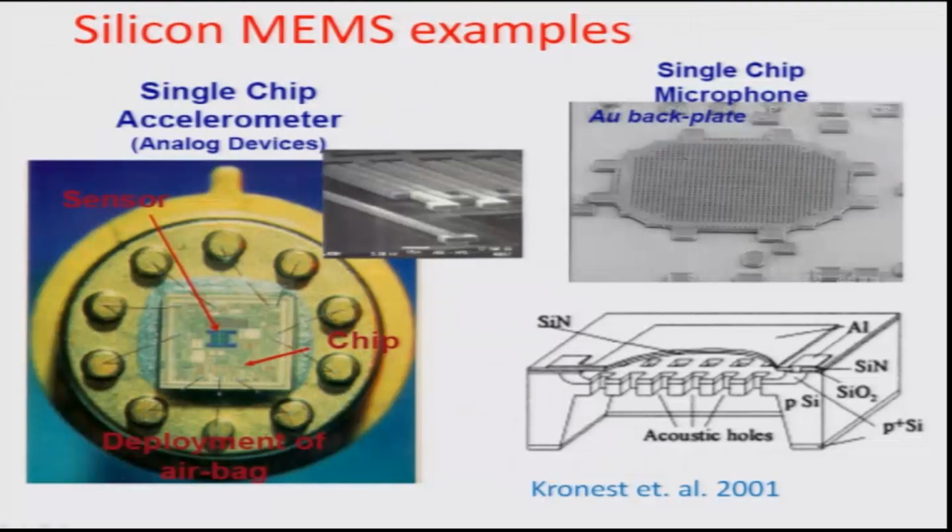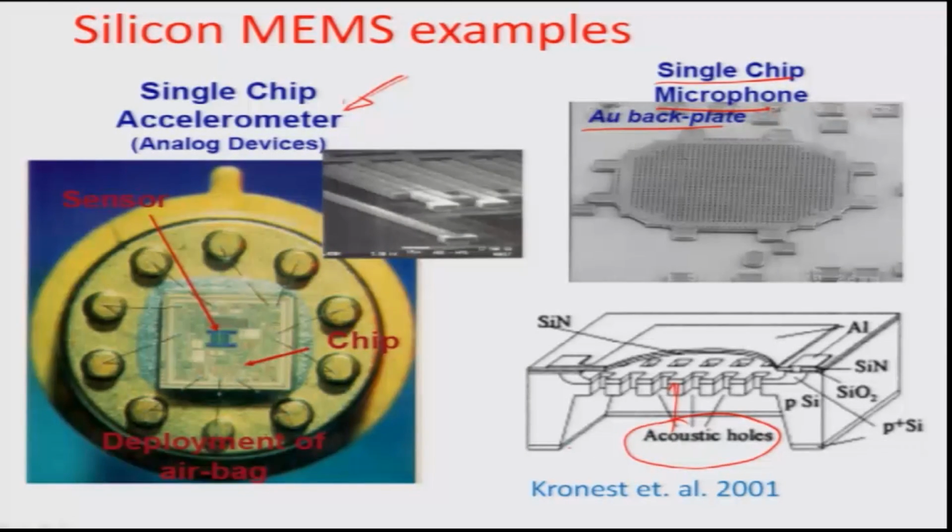We also have other examples. For example, this again shows a single chip accelerometer from Analog Devices. There is a microphone. This is very interesting. So, there is a perforated plate, as you can see here, with some kind of a piezoresistive material, and therefore, whatever acoustic waves are encountered by this perforated plate, it changes those acoustic waves into an electrical signal, which can later on be amplified and sent into a speaker. So, that is how a small microphone is made out of these MEMS based structures.